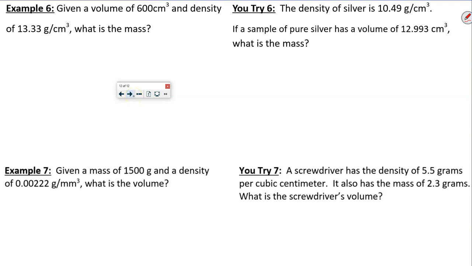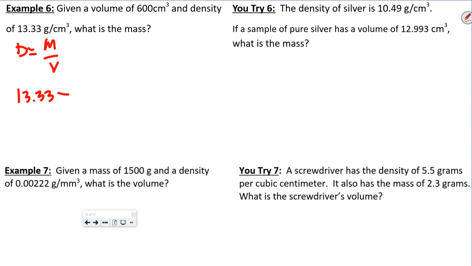All right, so example 6 is asking us, given the volume and the density, what is the mass? So I'm just going to set this up the same way we've been doing. Density equals mass over volume, because that way you only have to memorize one formula, okay? So this time we're given density, that's our 13.33, and that's equal to our volume, which is 600.